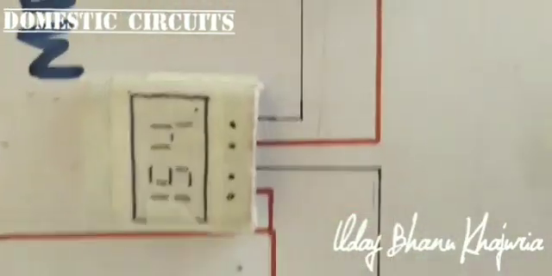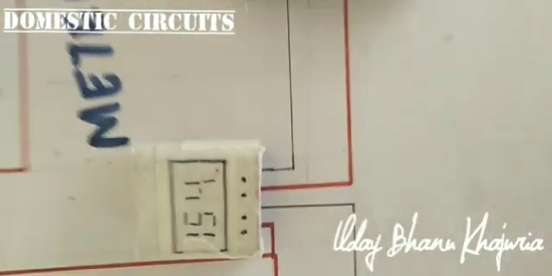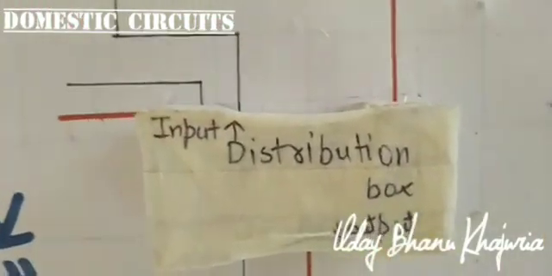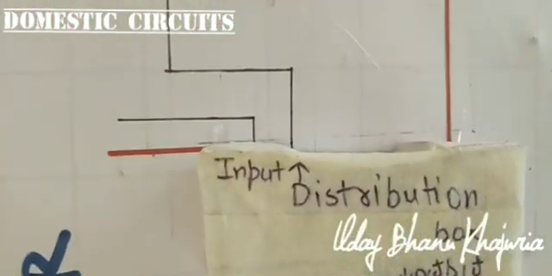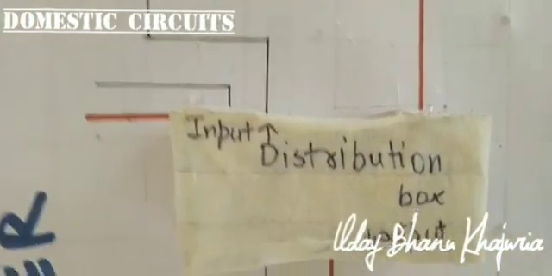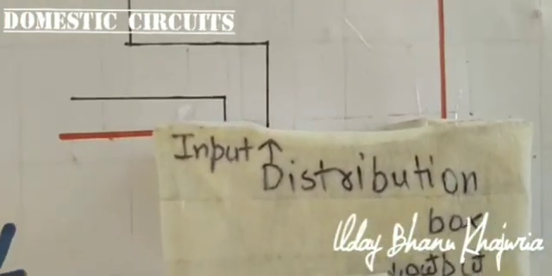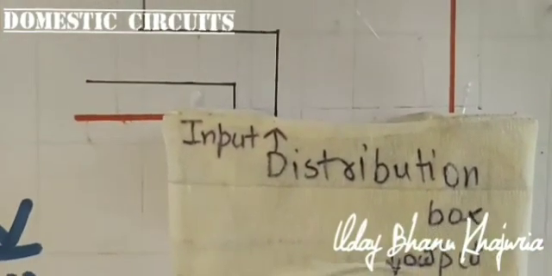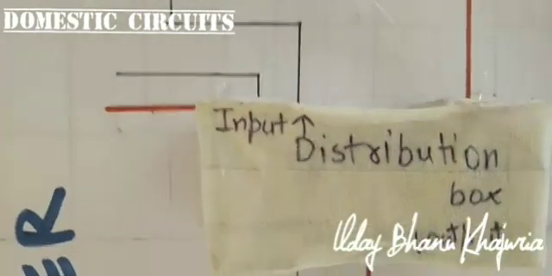So here the current goes into the meter, which counts the units consumed. Then the distribution box gives out current for several rooms. We have seen that some of our houses have more than one room, so a distribution box is always necessary to make the current stable.